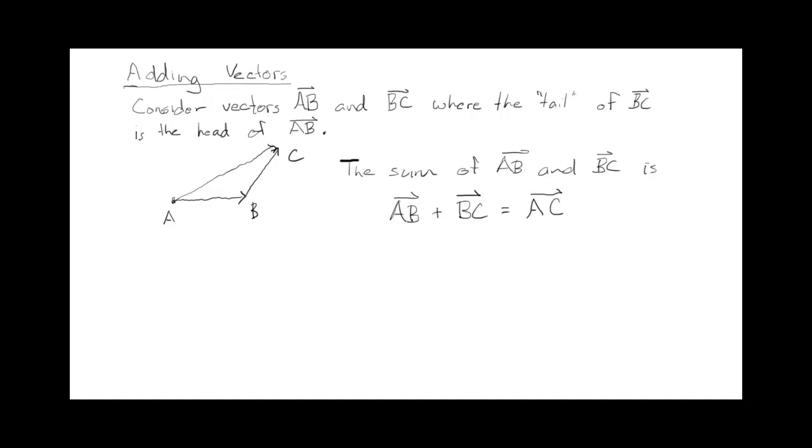Okay, so if you take the two vectors you're adding and place one tail at the head of the other one, then the sum is the vector starting at this tail, finishing at this head. Okay, so that's kind of just a definition right there.